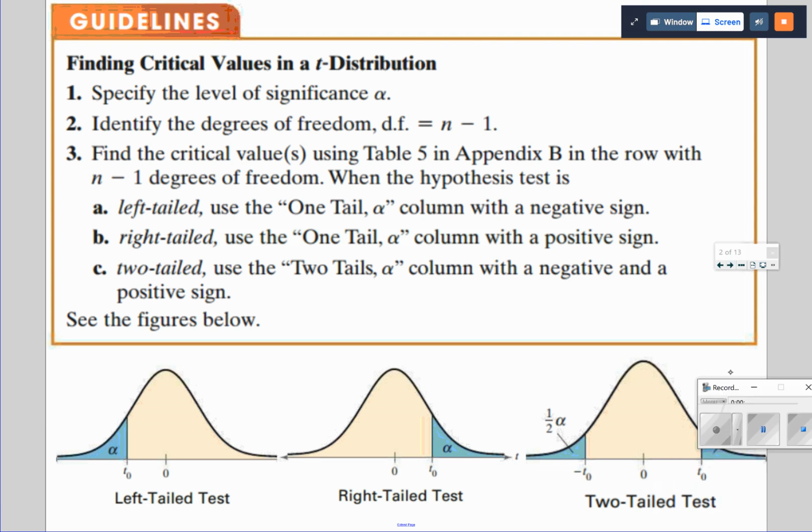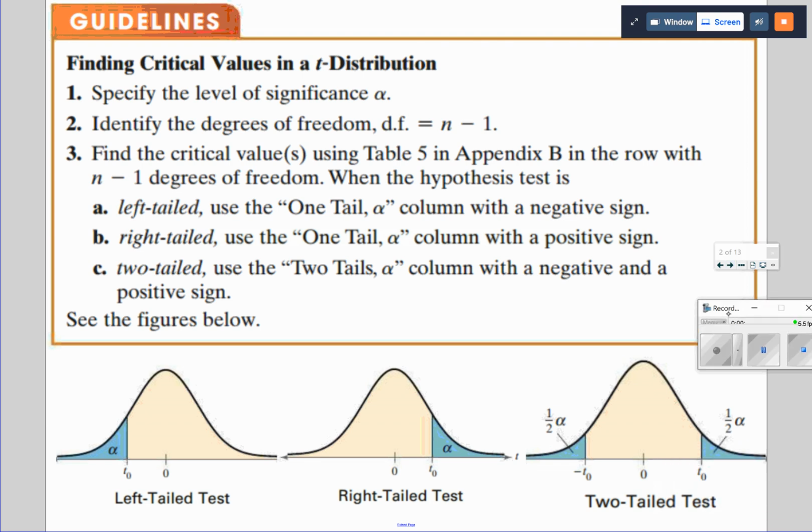This lesson is going to be really similar to what we did in 7-2. The biggest difference is you're not going to know what the population standard deviation is anymore, so we can't use Z. We have to use our T distributions. Finding critical values on your T chart.